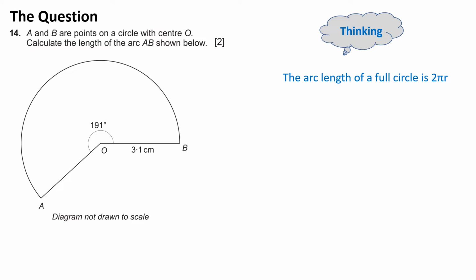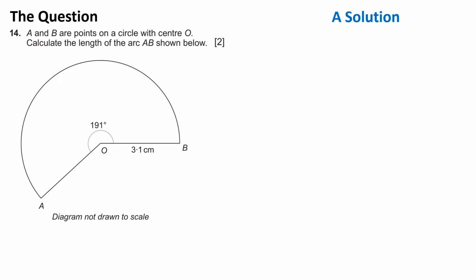Using the formula 2 pi r, to get from there to the answer, the angle at the centre is 191 degrees, and the arc length scales proportionally to the angle at the centre. So the proportion of the full circle needed is 191 over 360. Okay, let's have a go at it. Let's work through the solution.